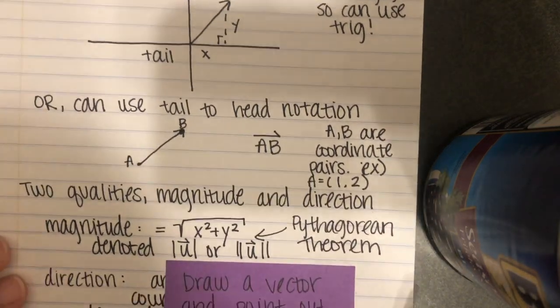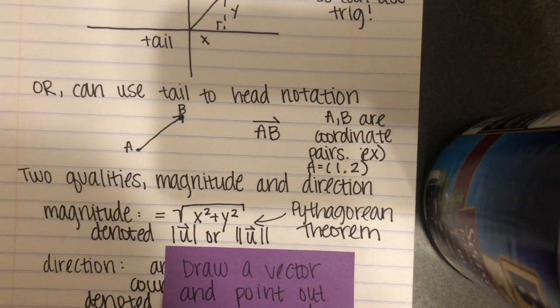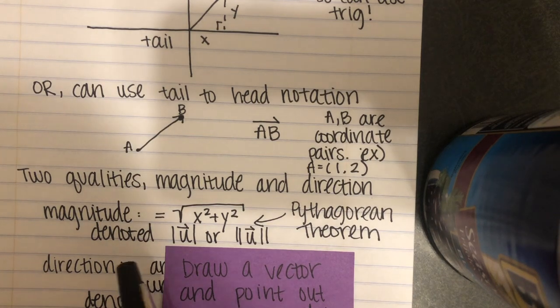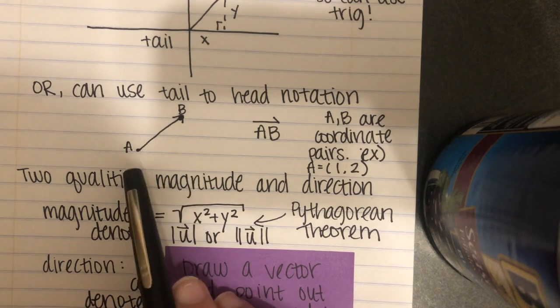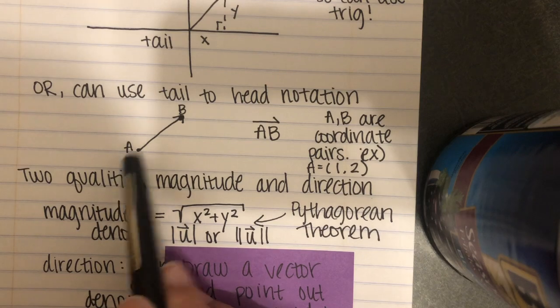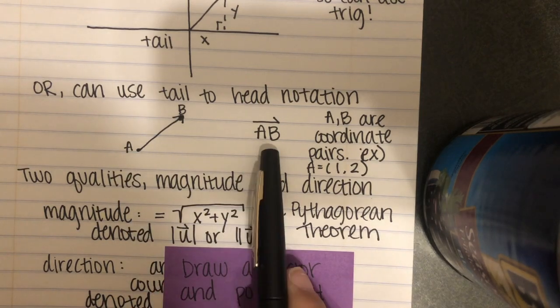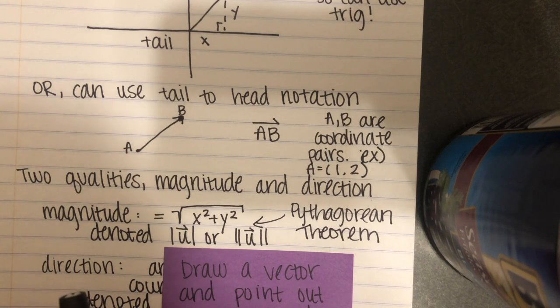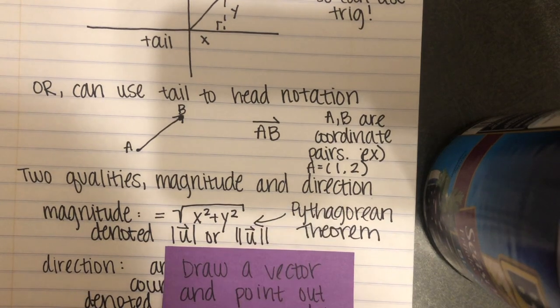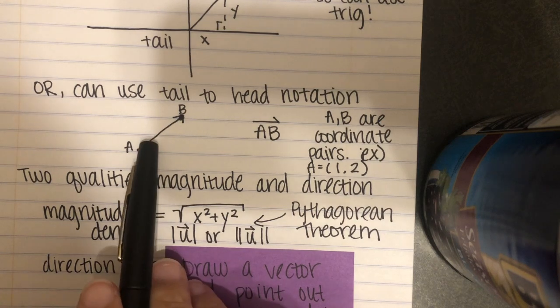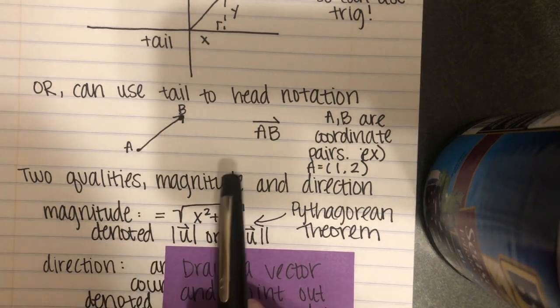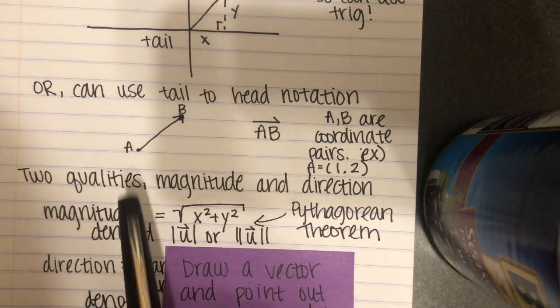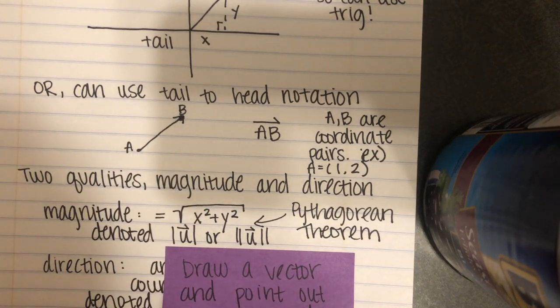So there's another kind of notation for them. This kind is more geometric and less algebraic, but you can use tail to head notation. So if the tail is A and the head is B, it's AB with a little arrow over it. I only do one side of the arrow, you can do the other side as well. And A, B are coordinate pairs, so like if A was (1, 2) and B was (3, 4), the vector would be from (1, 2) to (3, 4).